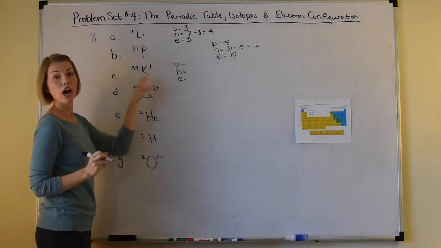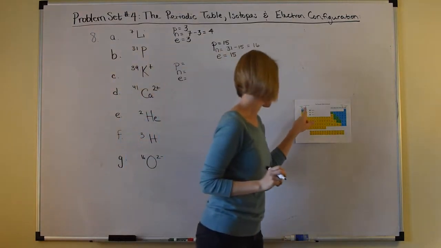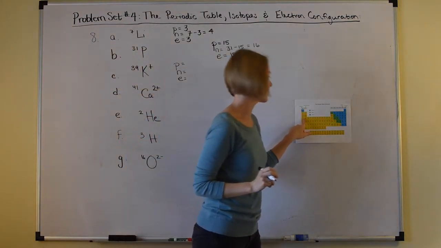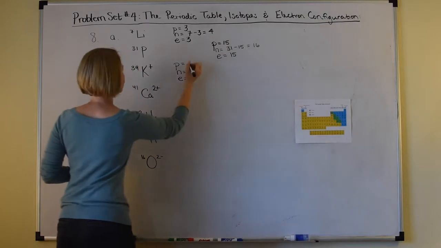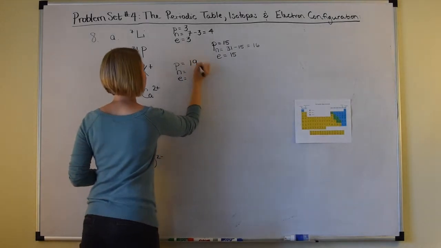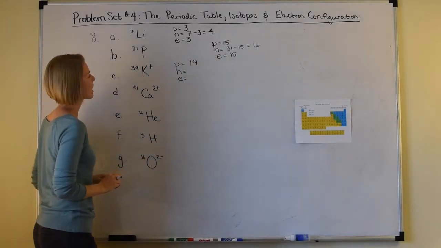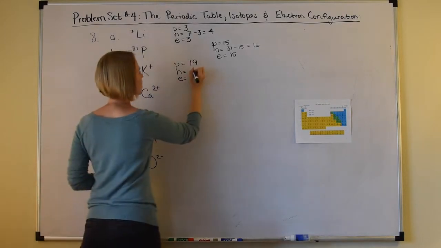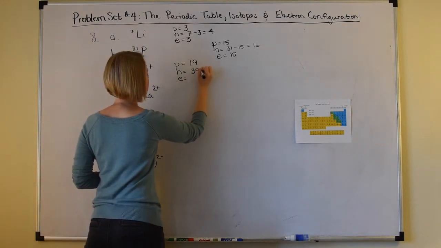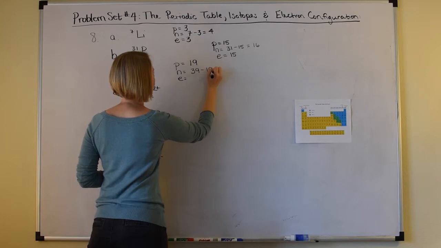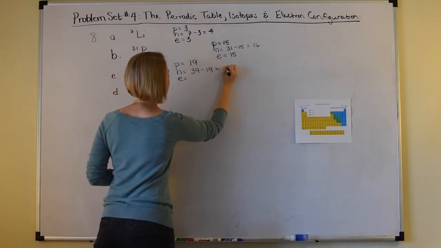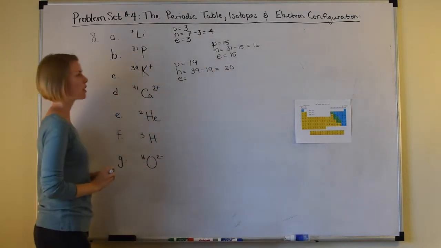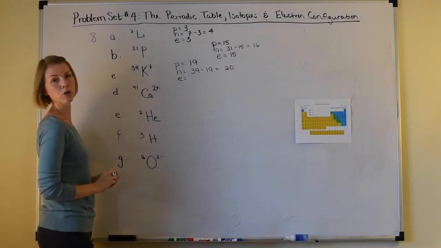All right, so let's look up the atomic number for potassium. It is 19. So the number of protons is equal to the atomic number, so 19. The number of neutrons, we have to subtract the atomic number from the mass number. And what do we get there? 20 neutrons in this particular isotope.